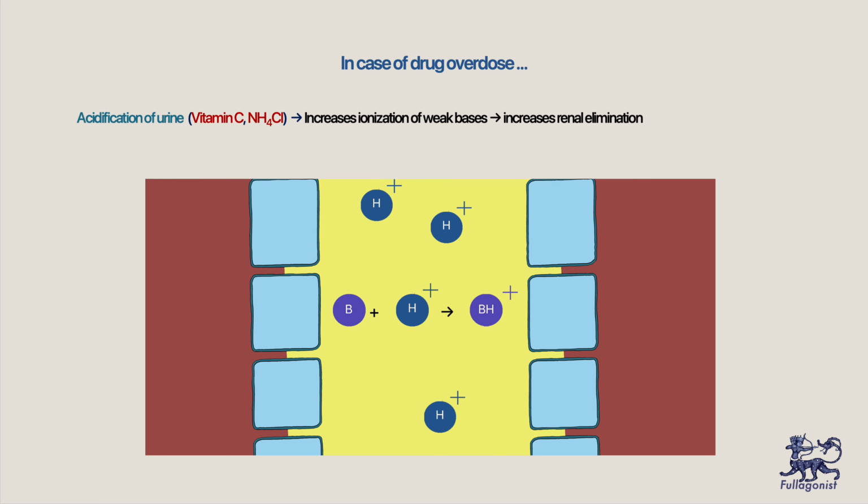In case of drug toxicity, you can increase urinary excretion of drugs by just changing the pH of the urine. As we defined, ionized drugs cannot cross the tubular membrane and are not absorbed. You can change the urinary pH toward more acidic and increase the ionization of weak bases. This will increase the elimination of the weak bases. You can achieve this effect by giving weak acids such as ammonium chloride and vitamin C, also known as ascorbic acid. This is called urinary acidification.